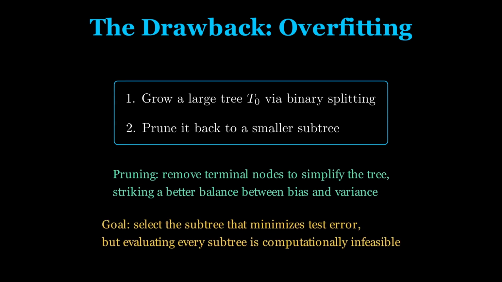The primary goal of pruning is to select the subtree that minimizes the test error, which we could estimate through cross-validation or a separate validation set. However, directly evaluating every possible subtree is computationally infeasible because there are simply too many combinations. We'll see the practical solution shortly.